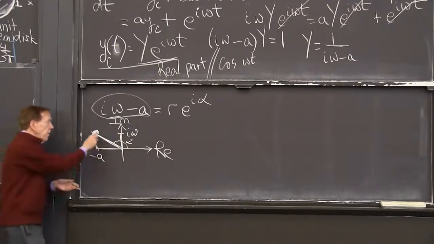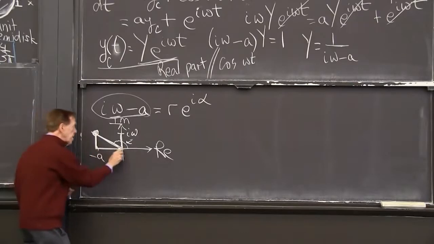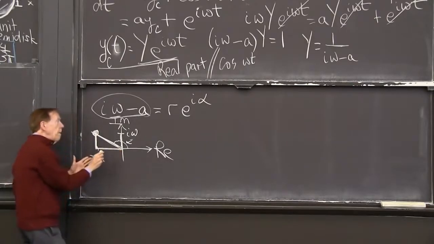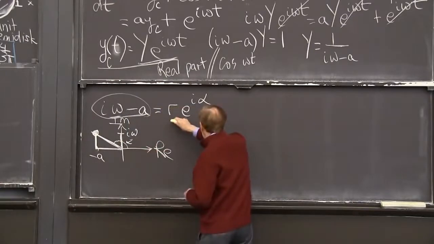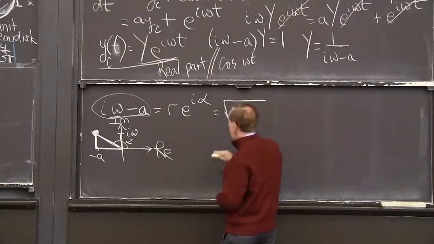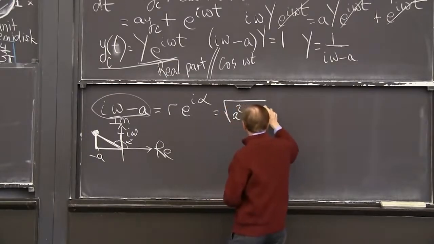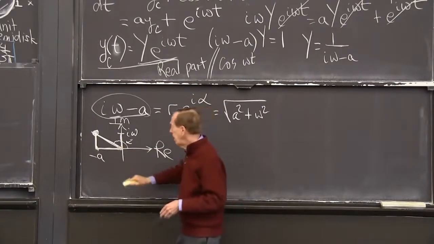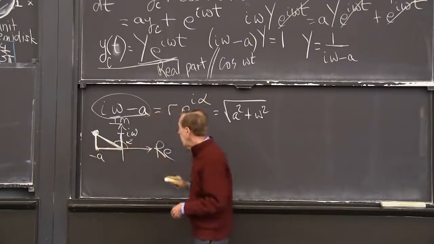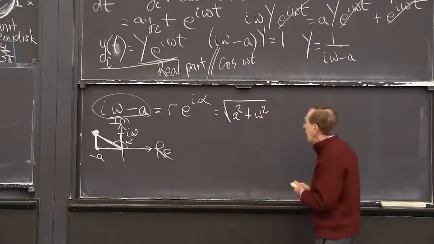Easy. That's a right triangle with height, that side is omega, and this side is minus A. I use Pythagoras to know that this R is the square root of A squared plus omega squared, right? That length squared, the minus sign disappears. That length squared, omega squared. So that's the R.